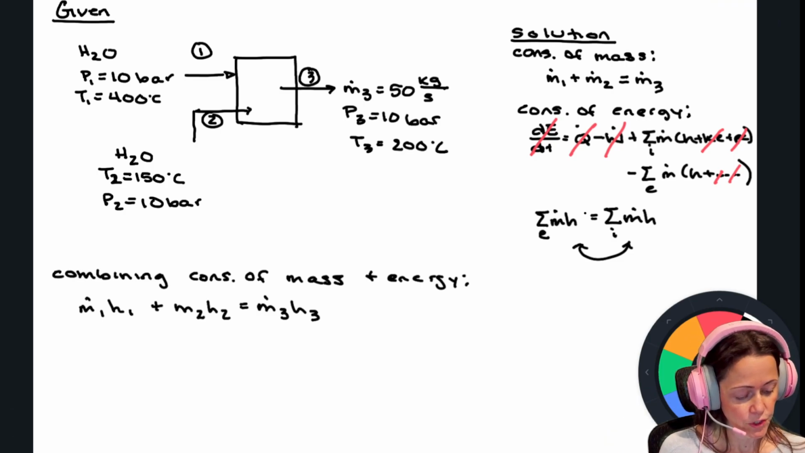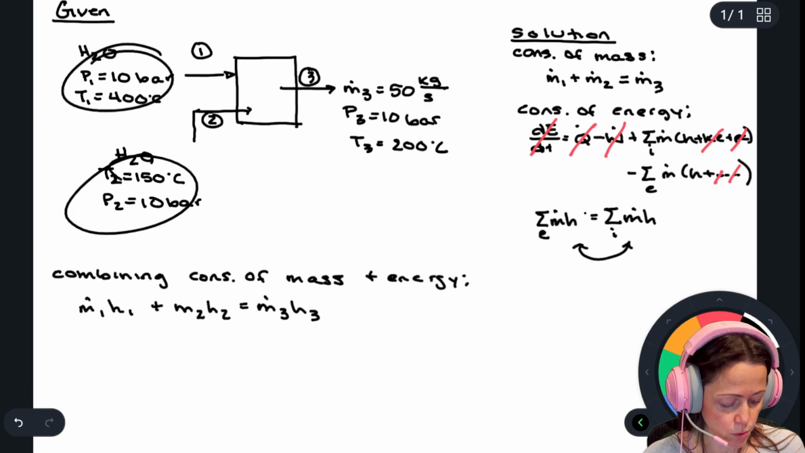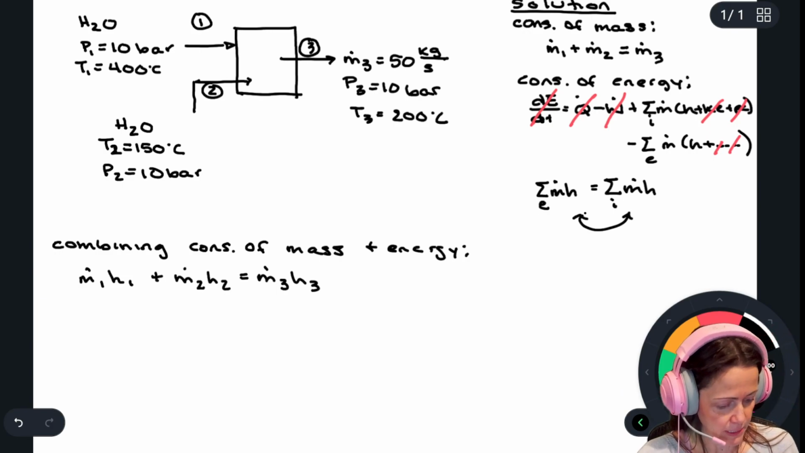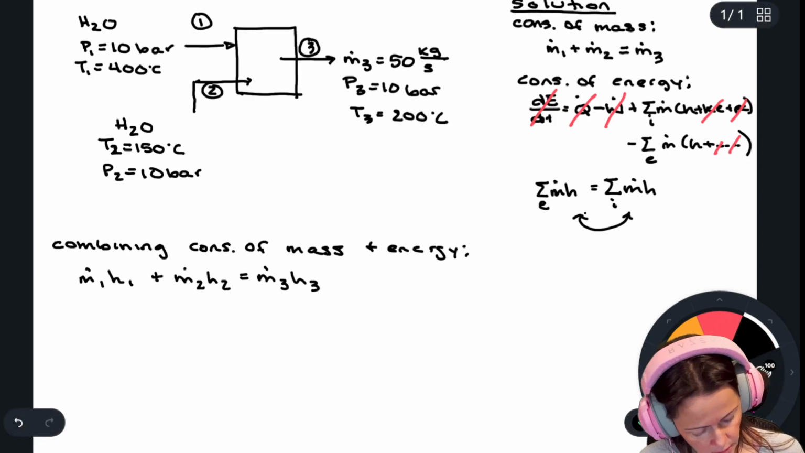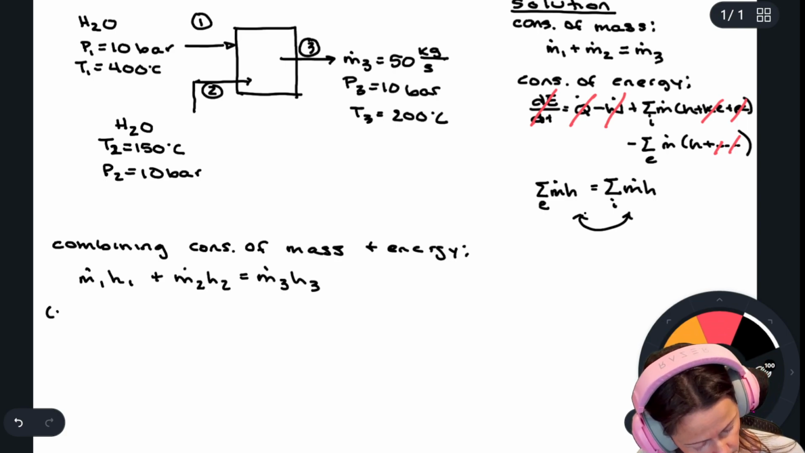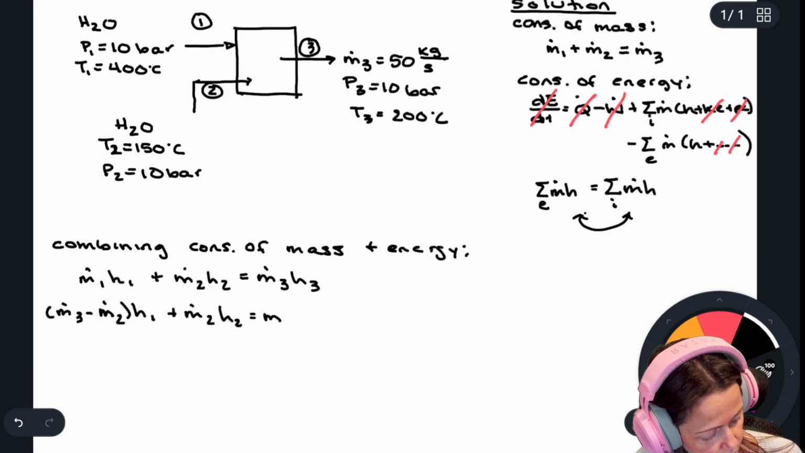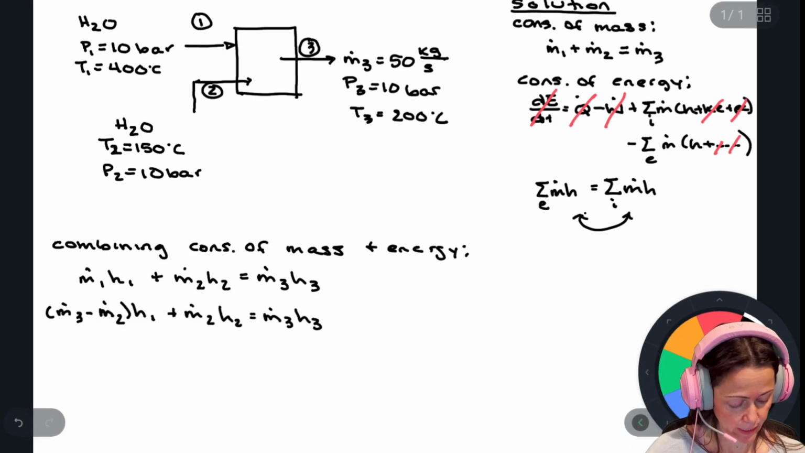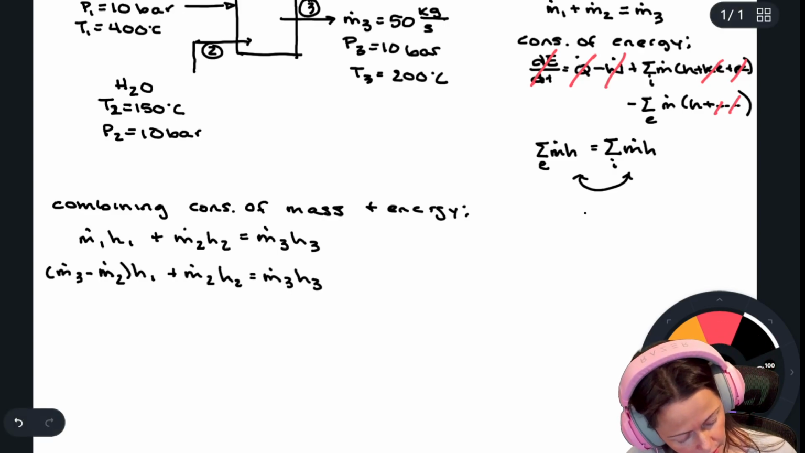And then with our conservation of mass, because we know m dot 3 but we have two mass flow rates that we don't quite know yet, I'm going to eliminate one of those unknown m dots. Instead of m dot 1, let's say this is m dot 3 minus m dot 2, so we have (m dot 3 minus m dot 2) h1 plus m dot 2 h2 equals m dot 3 h3. All right, and so now I can rearrange this in terms of enthalpies that I can figure out, and then mass flow rates.